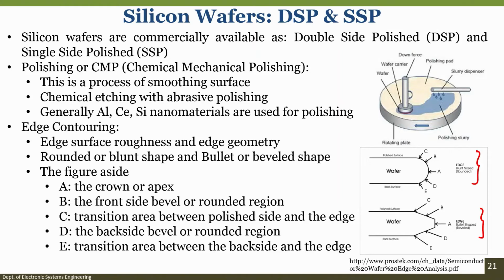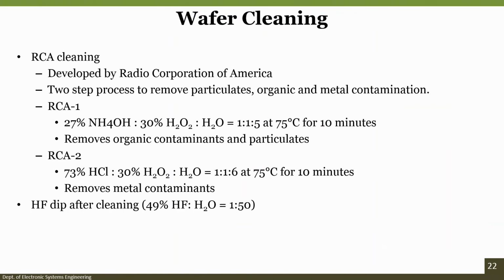But what you need to understand is that chemical mechanical polishing is used for smoothing of the surface. It is chemical etching with abrasive polishing, and generally aluminum, ceria or silicon nanomaterials are used for polishing the wafer.